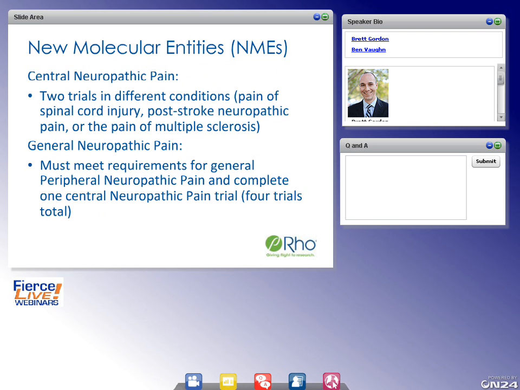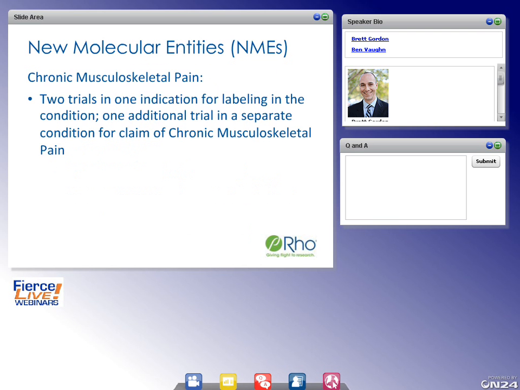Chronic musculoskeletal pain indications are actually fairly straightforward. You would have to do 2 trials in 1 indication for labeling in a single condition. If you wanted to get, again, a more general label of chronic musculoskeletal pain, you would have to do 1 additional trial in 1 other condition in order to get that in your label.